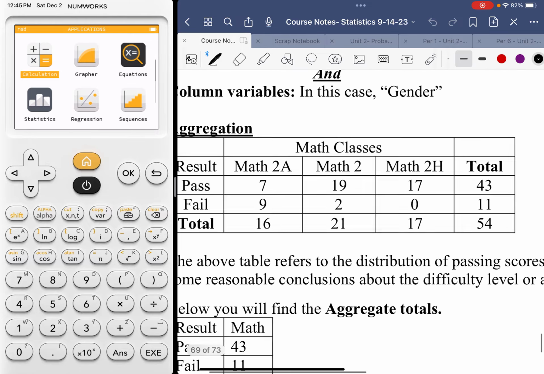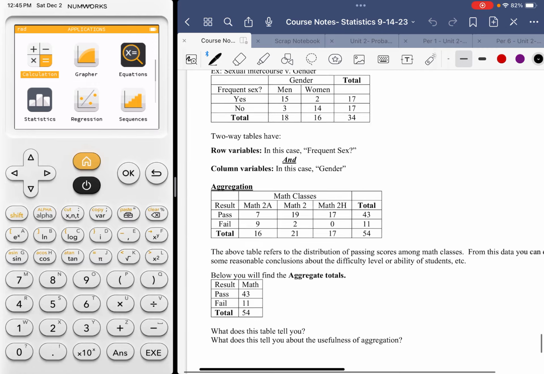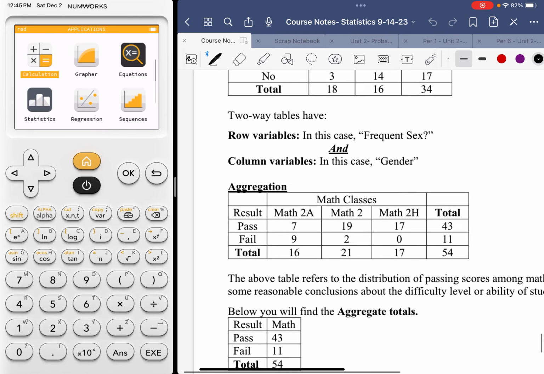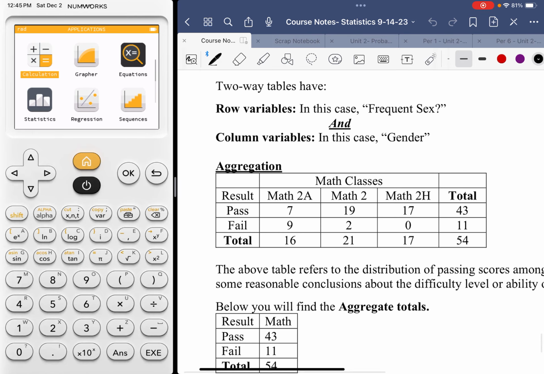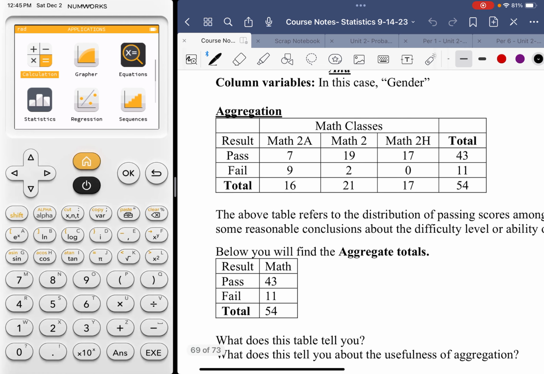So yeah, aggregation. Sometimes you'll see aggregation as an option. What we can do with this is we can basically pare down a two-way table into a one-way table if we were only concerned with just one of those categories. So in the first case, I had 3 levels of a math curriculum and the pass-fail rates between them. And then if I aggregated it, I just look at math in general.